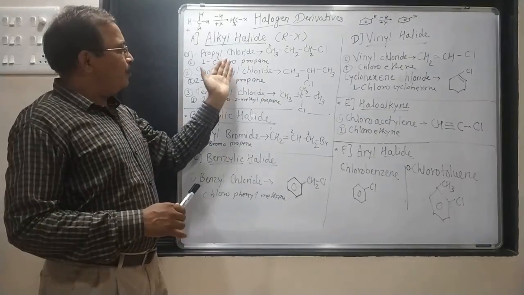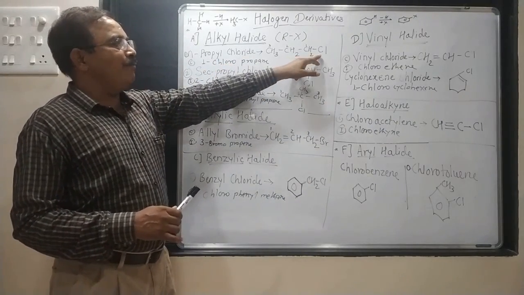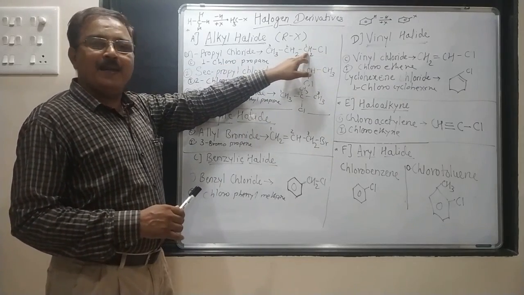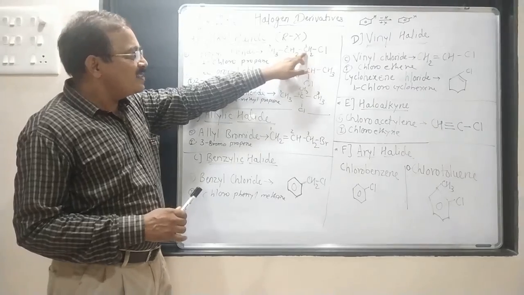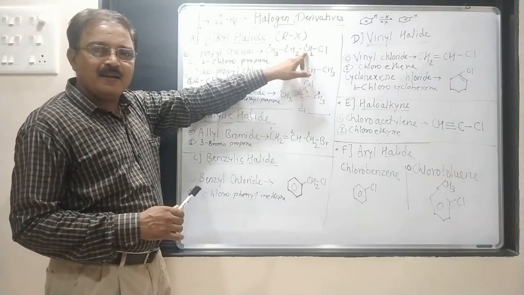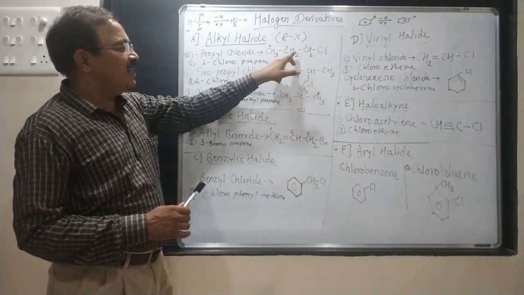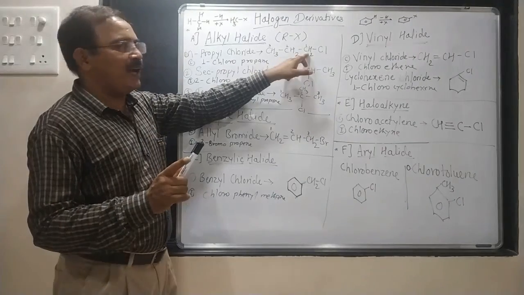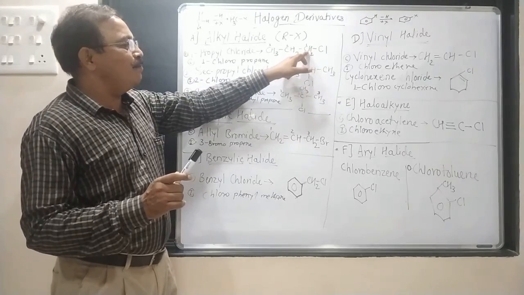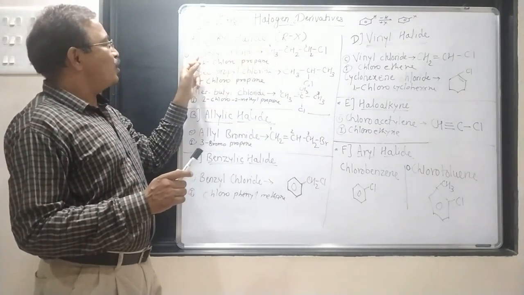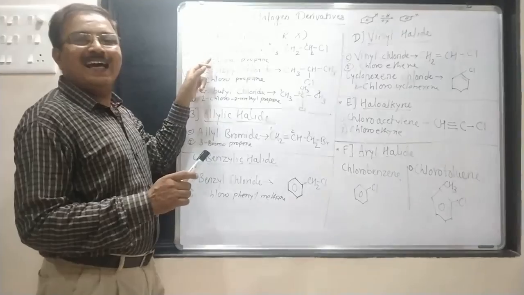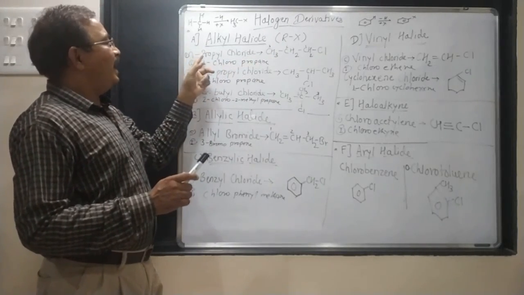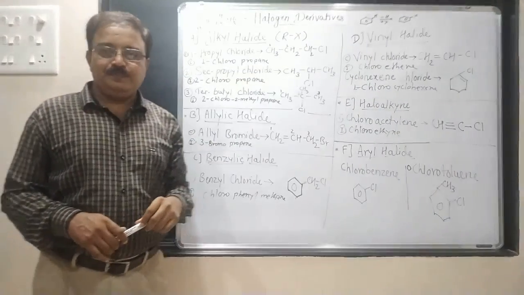Let us take here a few examples. The first example we will try to understand. Here chlorine atom is attached to a primary carbon atom. Why is this carbon atom called a primary carbon atom? Because this first carbon atom is attached to only one carbon atom. Therefore it is called primary. When halogen is present at a primary carbon atom, the compound is called a primary alkyl halide. And here the common name of this compound is N-propyl chloride.